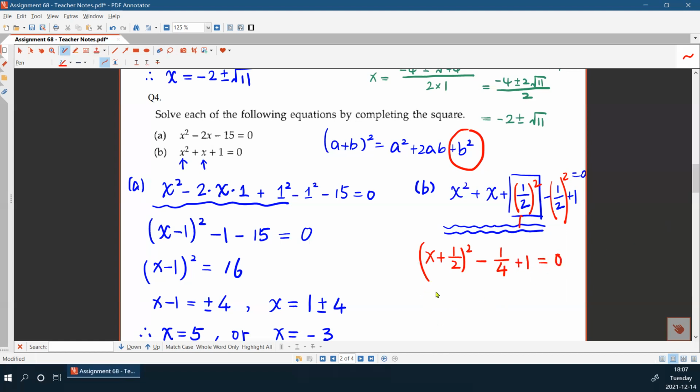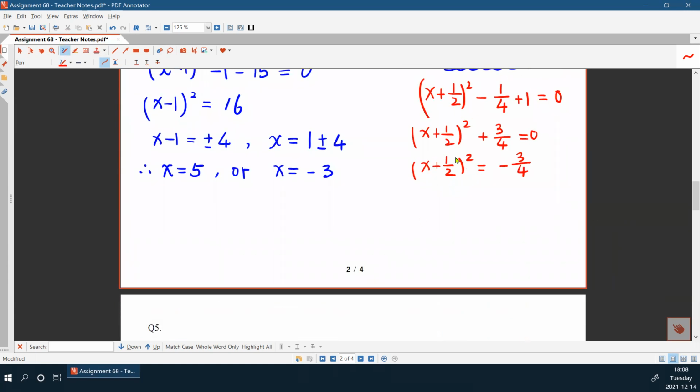Okay, so next step, (x plus 1/2) squared, and then minus 1/4 plus 1 is plus 3/4, right? So what is the next step? Next step, we can just put the constant to the other side. So (x plus 1/2) squared equals negative 3/4, right?